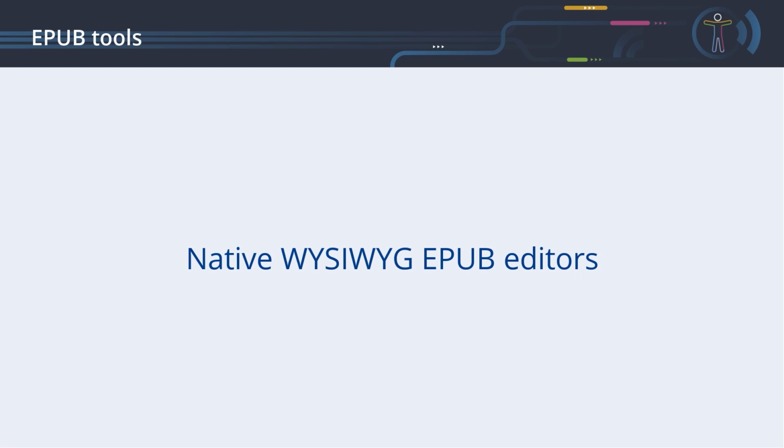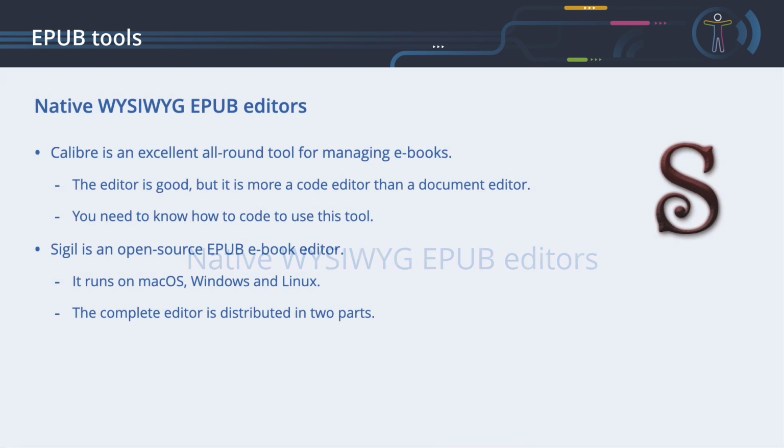Native WYSIWYG EPUB editors. Calibre is an excellent all-round tool for managing ebooks. The editor is good, but it is more a code editor than a document editor. You need to know how to code to use this tool. If you prefer a more WYSIWYG approach, then Sigil might be of interest to you.